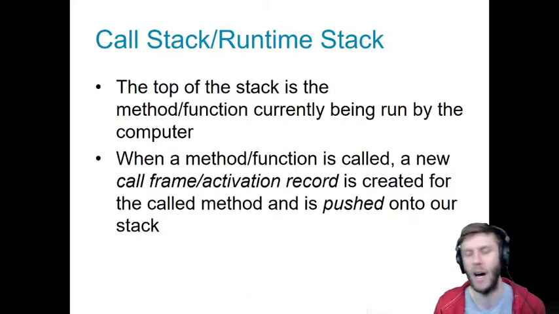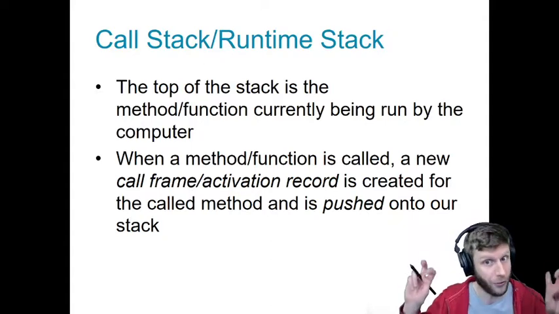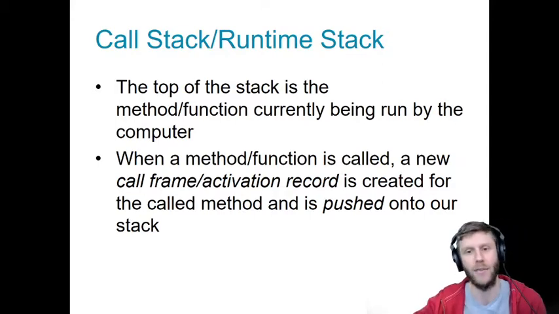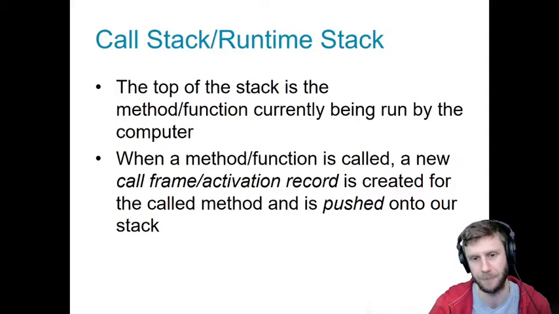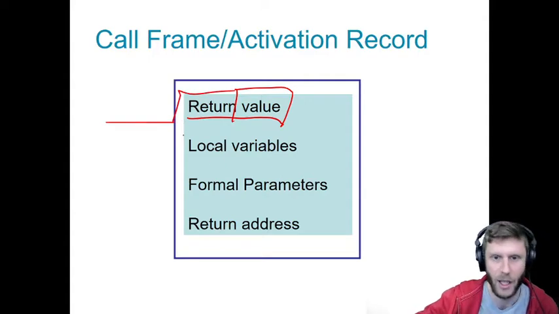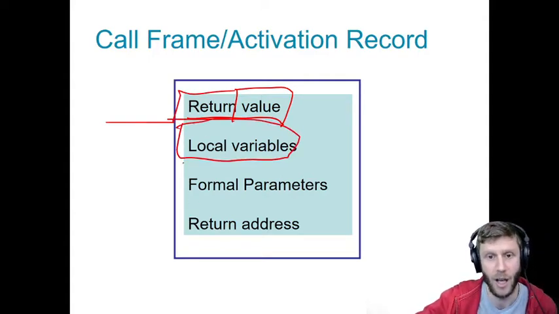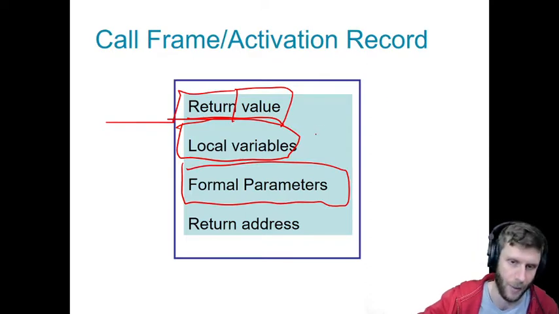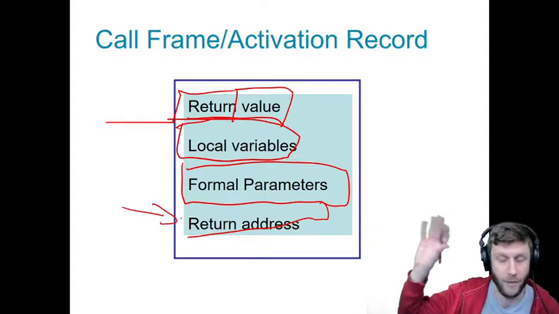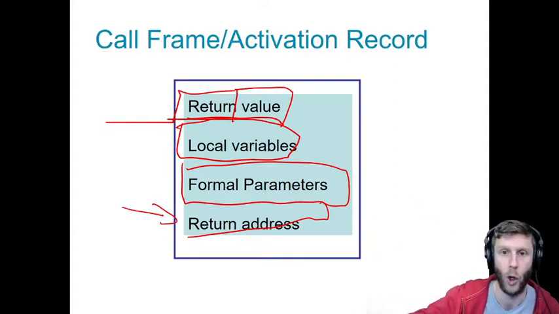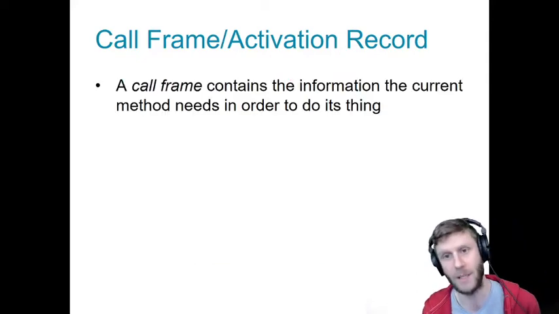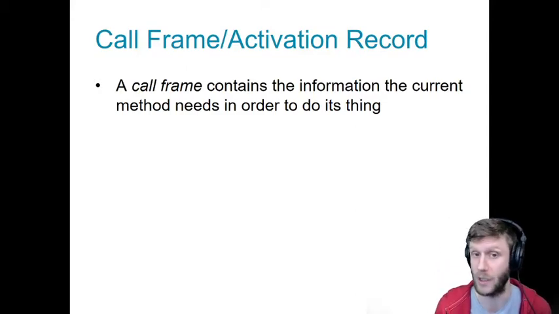When a method or function is called, a new call frame is activated and pushed onto the stack. So the stack is full of call frames, or activation records. It's going to hold on to the return value, although that's not going to be known when it gets called, the local variables that exist in that function, the formal parameters, which are basically the function parameters, and then the return address. Some function called me, which exists somewhere in code or in memory. So when I'm done, I need to know who to give my return value back to and where to find them in RAM. So a call frame contains the information the current method needs in order to do its thing.